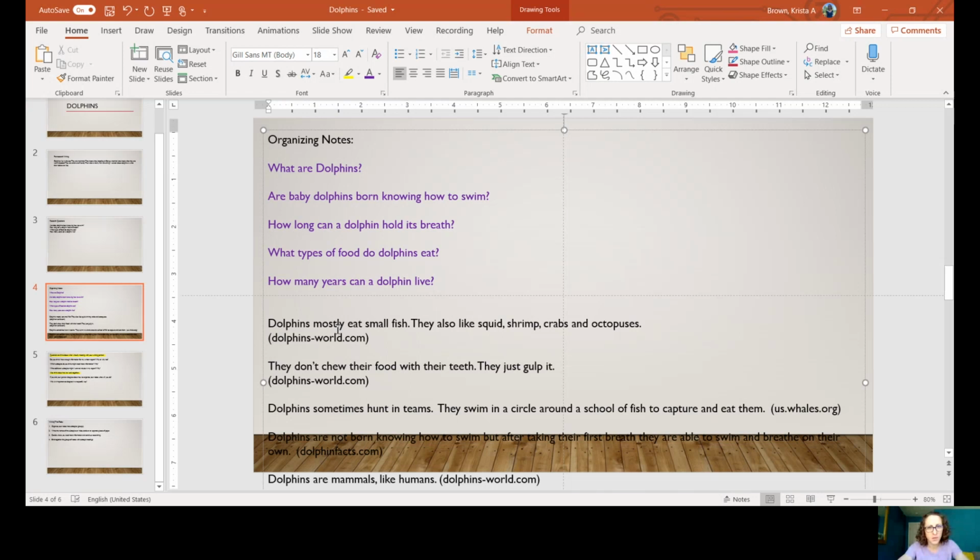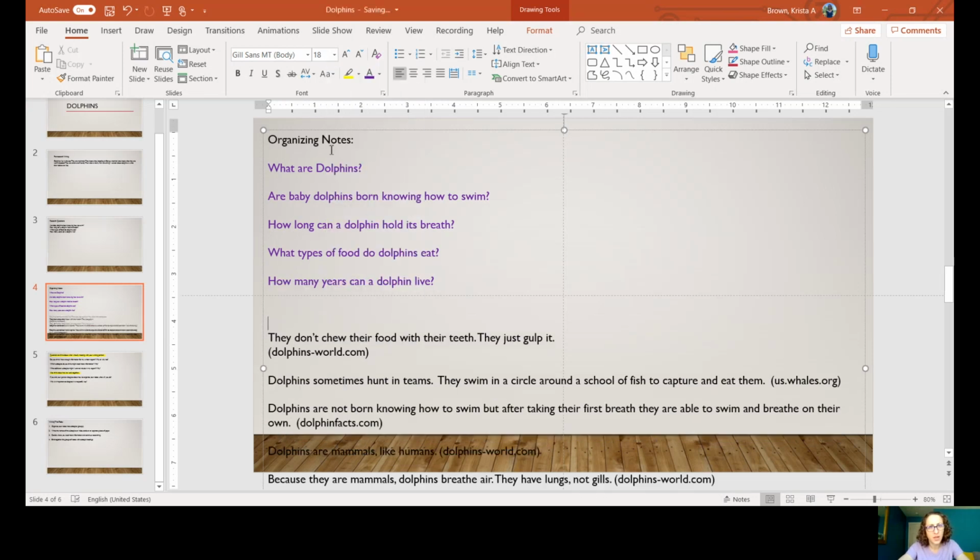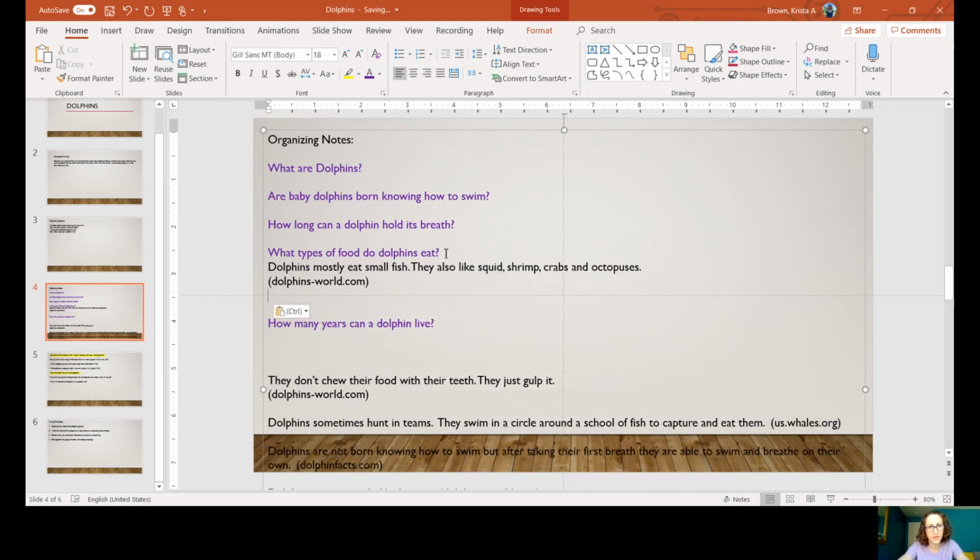It says dolphins mostly eat fish. They also like squid, shrimp, crabs, and octopuses. Well, this is definitely about what types of food do dolphins eat. So I'm going to move this. Cut that out, and I'm going to put that up here under what types of food do dolphins eat.